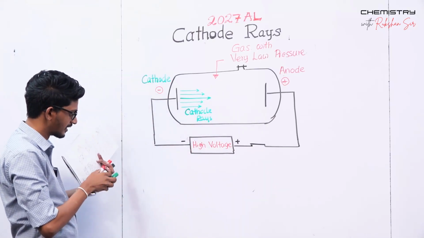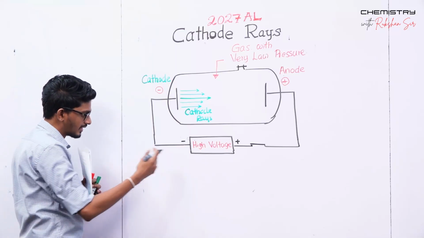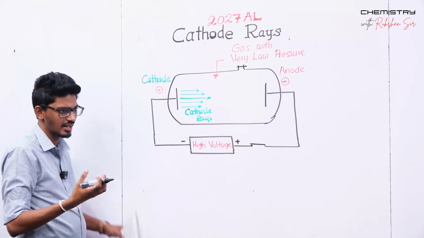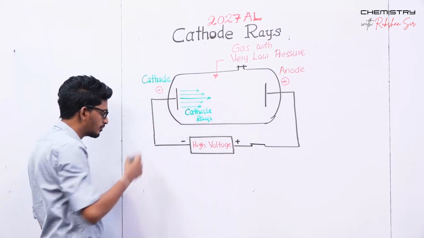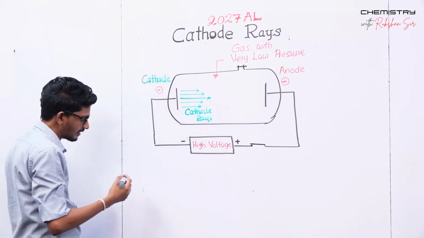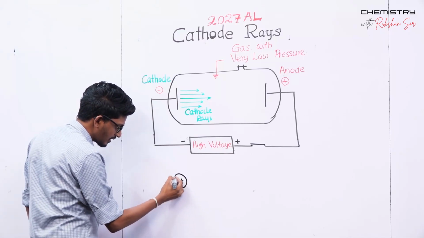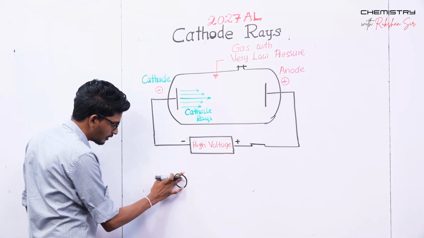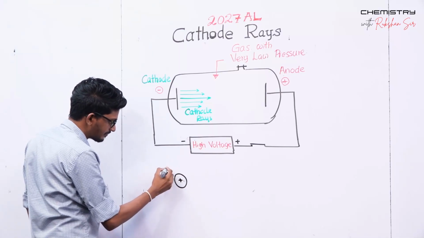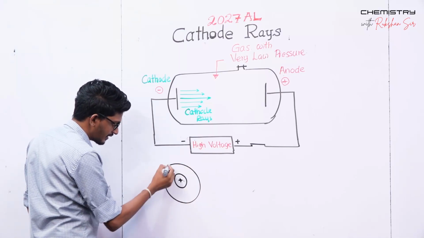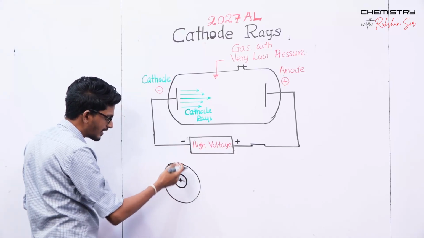So what do cathode rays do to those gas molecules? Let's consider a gas like helium. Let's consider you have helium gas inside the tube. This is the helium atom. I'll draw a helium atom here. This is the helium nucleus, and this is its first energy level. This is its second energy level.